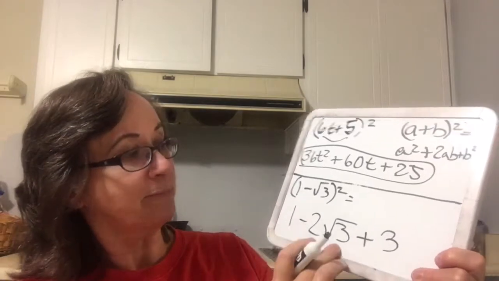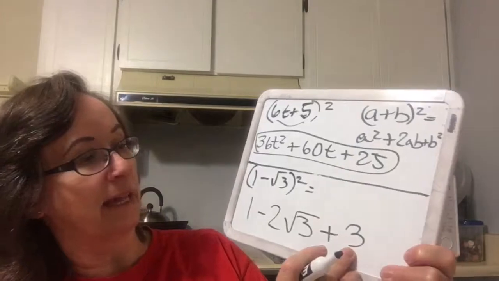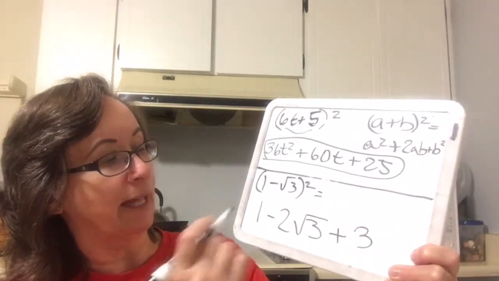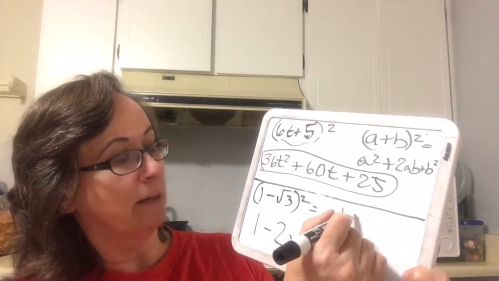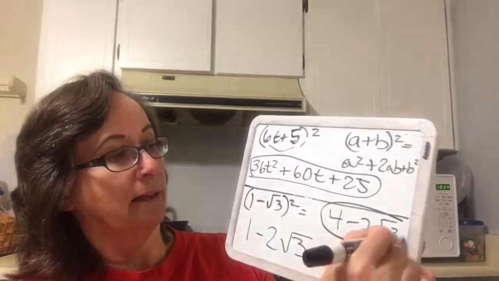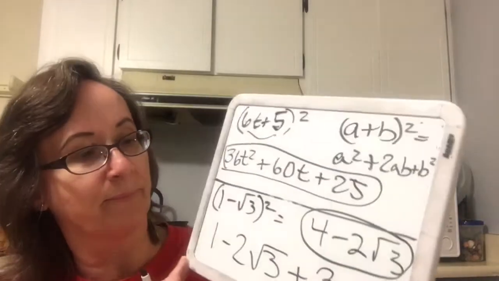Okay, so -2 square root of 3 and add a 3. So now the 1 and the 3 will go together to give me a 4 minus 2 square root of 3. And we have our answer there.